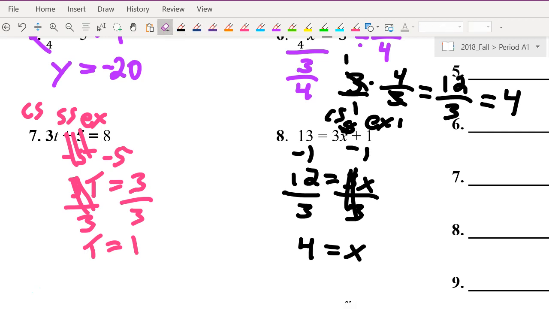Alright, so let's test if that's right. Young lady, can you help me test if this answer is right? Do you know how? Okay. Who can help me test if this answer is right? Go ahead.